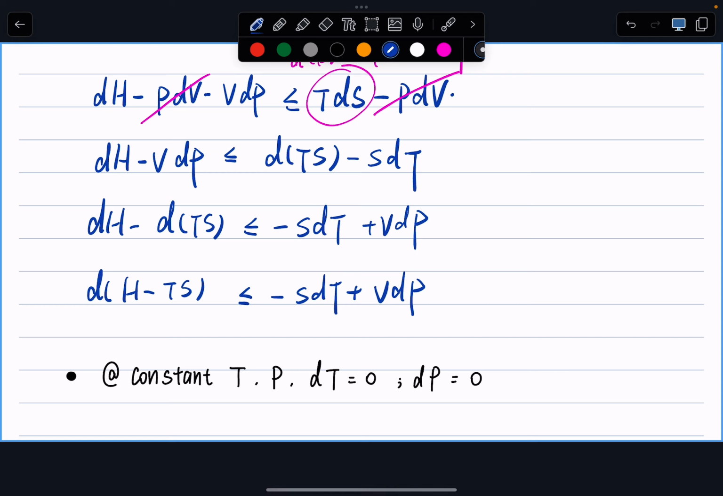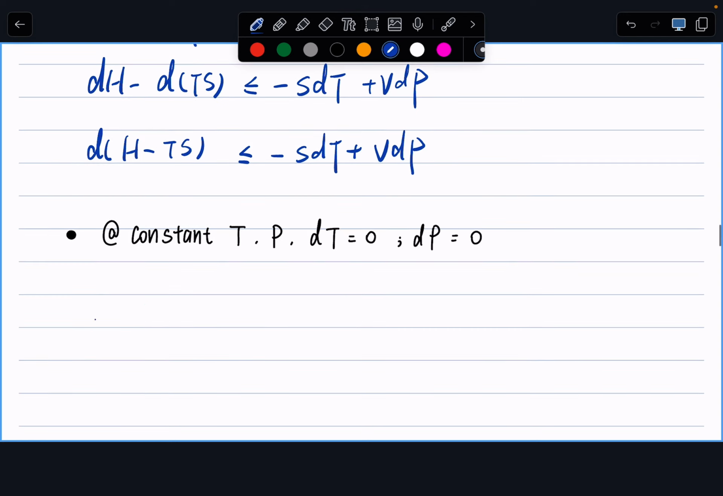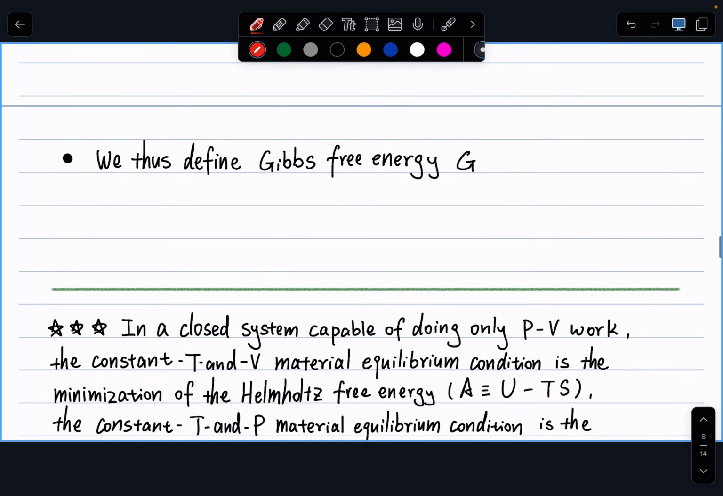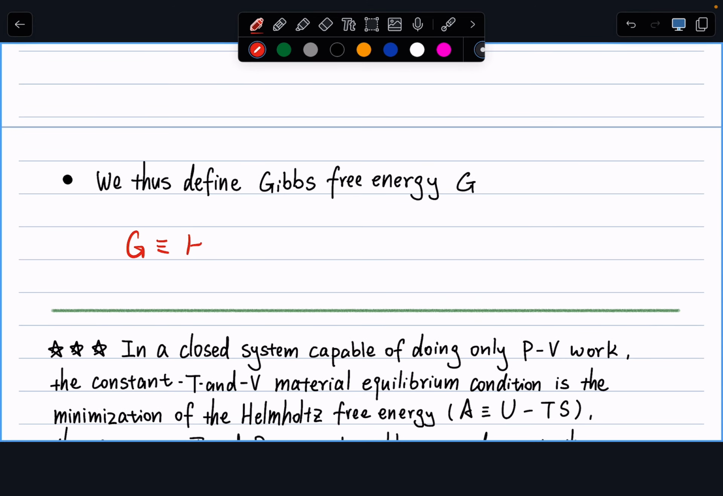Now, at constant temperature and pressure, dT equals 0, dP equals 0. So we get d(H minus TS) smaller than or equal to 0 prior to material equilibrium, or d(H minus TS) equals 0 at material equilibrium for constant TP processes. So from here, we define our Gibbs free energy, which is G equals H minus TS.